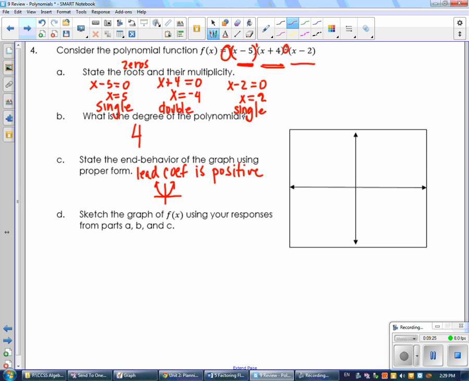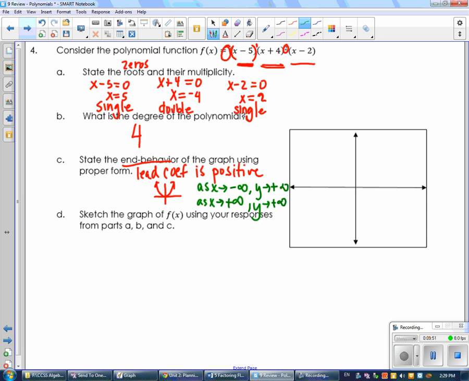So if I'm asked to state the end behavior, what I've just sketched is what I call the long run behavior. The end behavior is that statement. As x approaches, and we'll always start on the left first, so negative infinity, I know that y, in this case, is going up to positive infinity. And as x approaches positive infinity on the right, y is also approaching positive infinity.